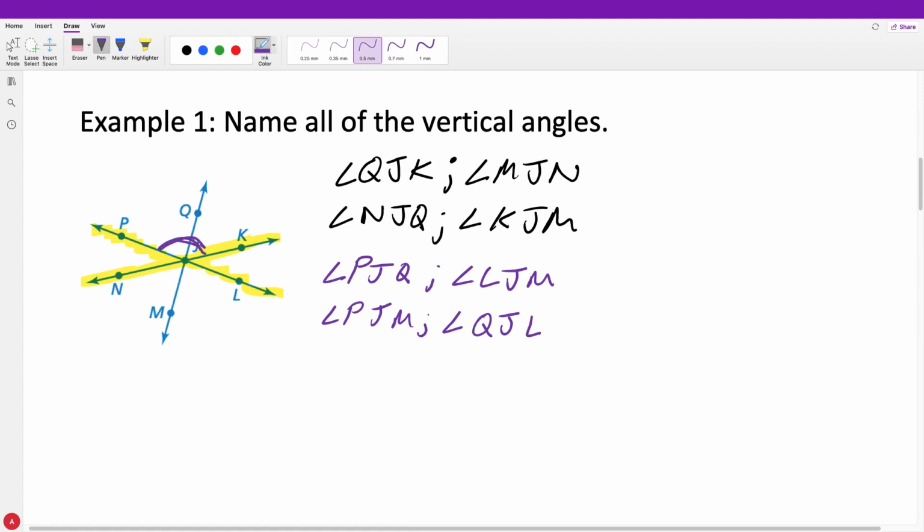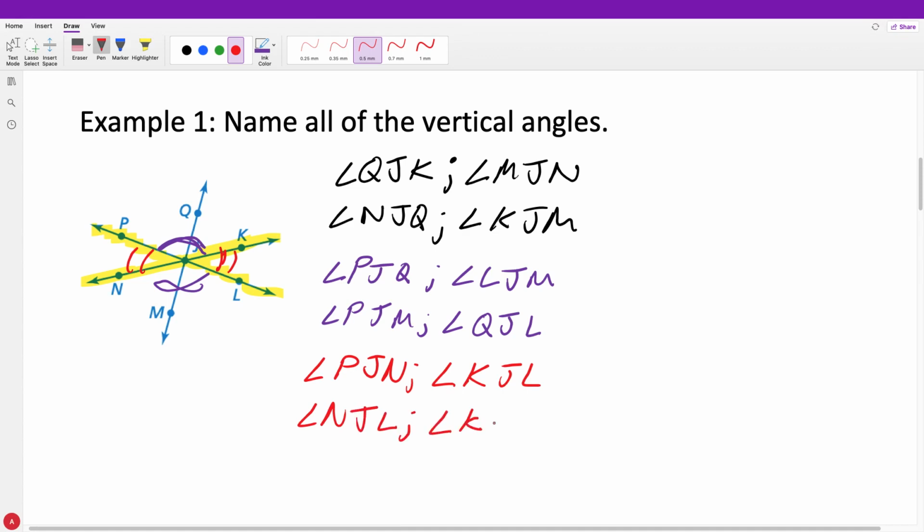And here I would have these two angles, and then here I would have these two angles. So let me go ahead and name them. So I can have angle PJN is vertical to angle KJL. And then I can say that this angle NJL is vertical to angle KJP. All right, so that's listing and naming our angles that we have there.